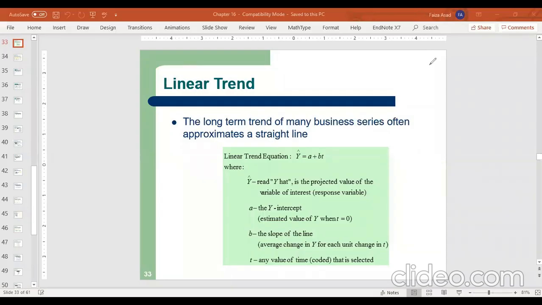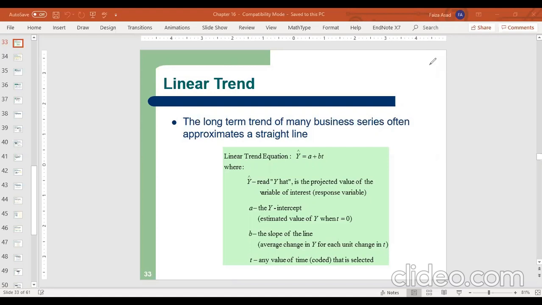Assalamu alaikum. In this lecture, we are going to discuss the remaining two techniques for quantitative approaches of forecasting. We also are going to learn how to develop the seasonal index and how to deseasonalize the data.